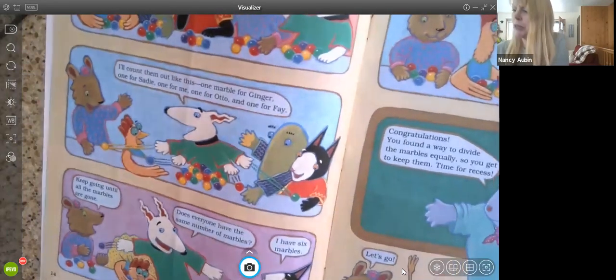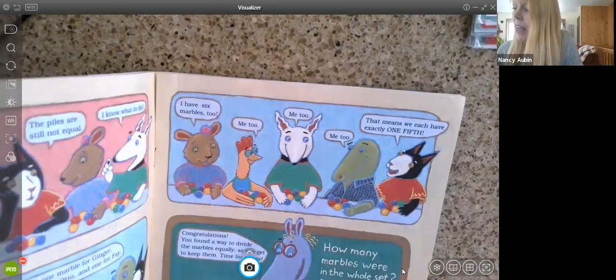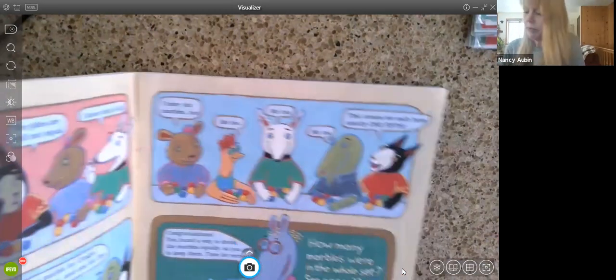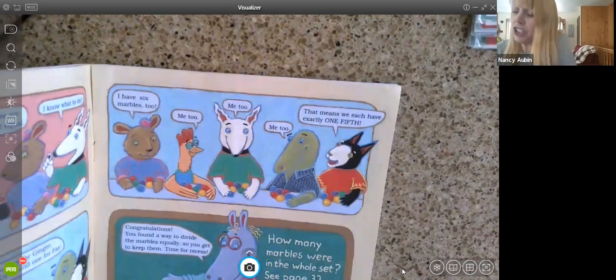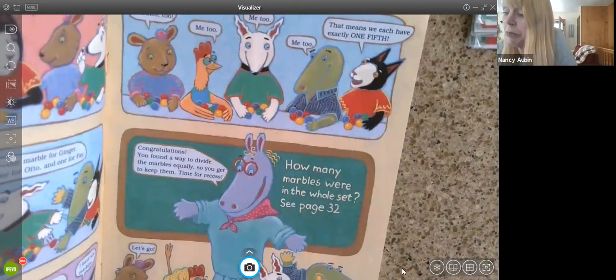I have 6 marbles. I have 6 marbles too. Me too. Me too. Me too. That means we each have exactly 1/5. Congratulations, you found a way to divide the marbles equally, so you get to keep them.